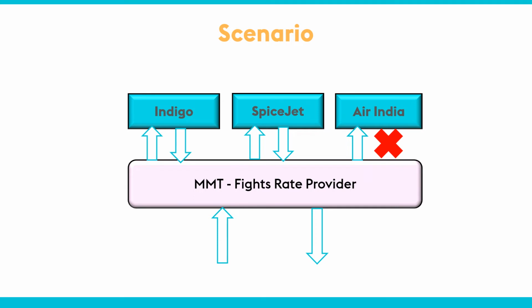Now let's add one more constraint in the requirement. We need to retrieve rates of all the flights within 5 seconds. If Indigo and SpiceJet responses are received within 5 seconds and a response is not received from Air India, then only two responses should be shown on the MMT side.